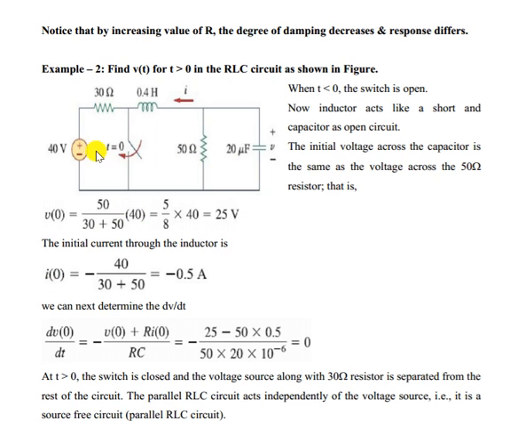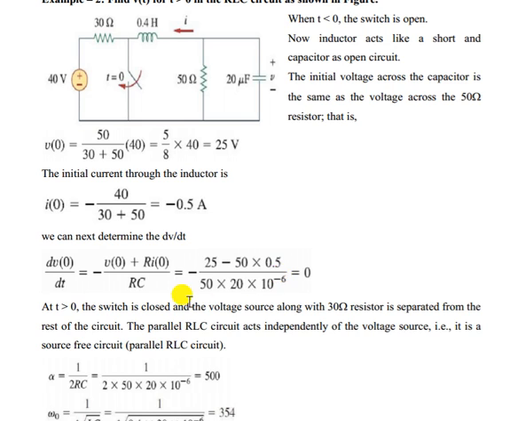I equal to what? Nothing but this is short circuited, right? So 40 divided by 80, 0.5. Why is this minus? Because here I is flowing this way, but the direction is given opposite, so minus. Okay.